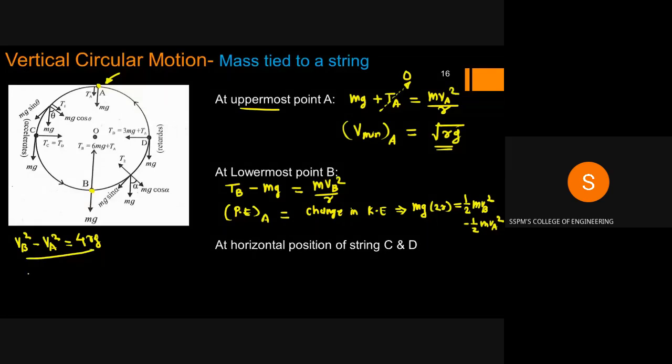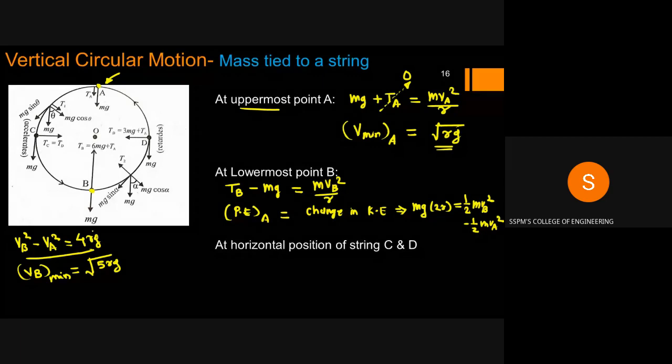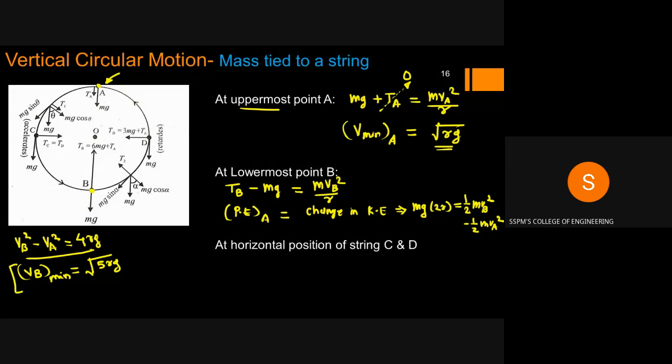And the minimum velocity, so Vb minimum, is equal to square root 5 Rg. Just put the value of Va, which is square root Rg, in this equation. You will get the Vb minimum, which is square root 5 Rg. Okay. And the tension difference between.